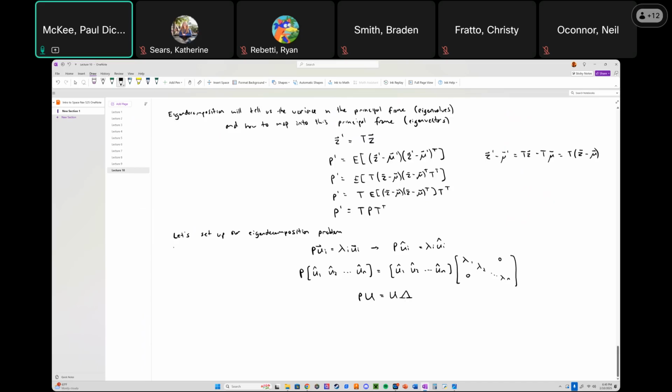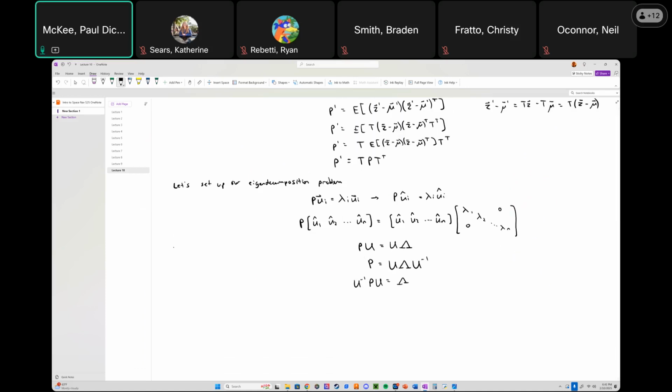Okay. Well, then you could just as easily say PU is U, or sorry, got ahead of myself. We're going to right multiply by U inverse. So we get P is equal to U Lambda U inverse, or U inverse P U is equal to Lambda. So why do we care about this? Well, Lambda is the eigenvalues, it's the eigenvalue matrix. And then U is the eigenvector matrix. But it sure looks an awful lot like U is related to this attitude transformation matrix, right? So bear with me here.